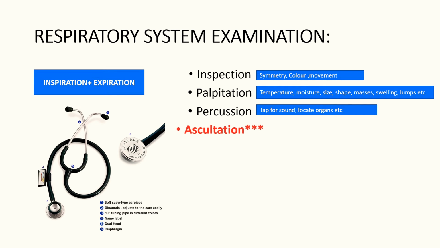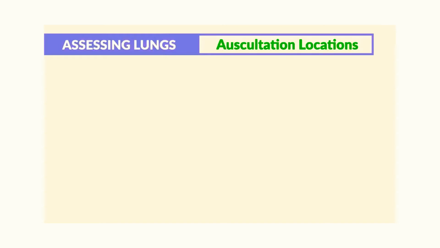If there are any alterations in the airflow or ventilation effort, they result in distinctive sounds within the chest that may indicate pulmonary disease or dysfunction. Before performing auscultation, we must ask the patient to perform full inspirations and expirations through the mouth, so we can listen to the entire respiratory cycle before moving the stethoscope to the next lung segment. And let us understand the different locations for auscultation.